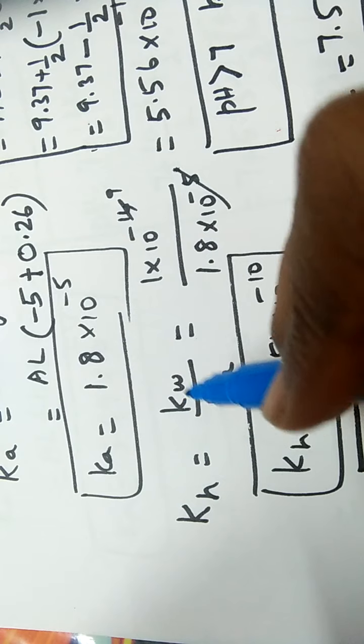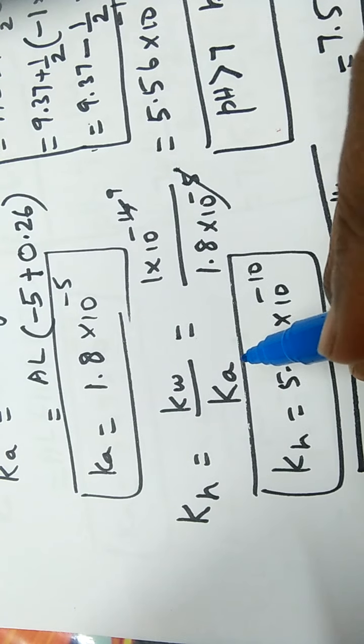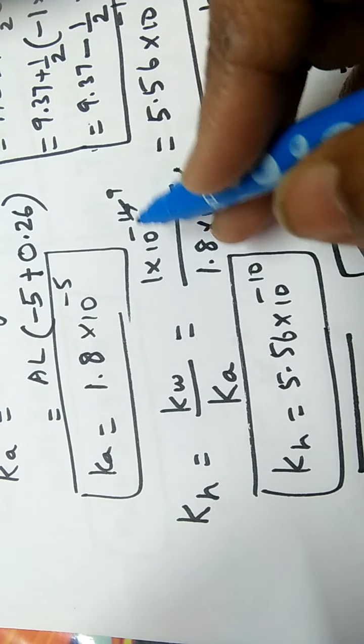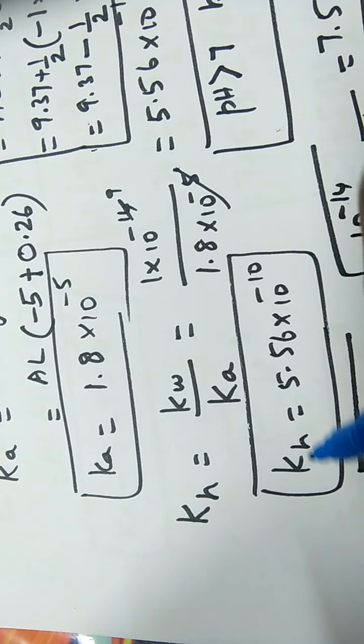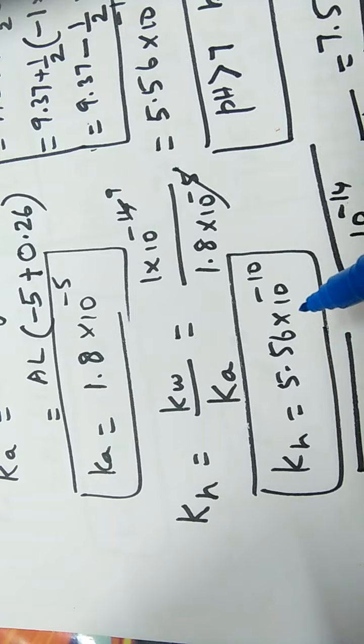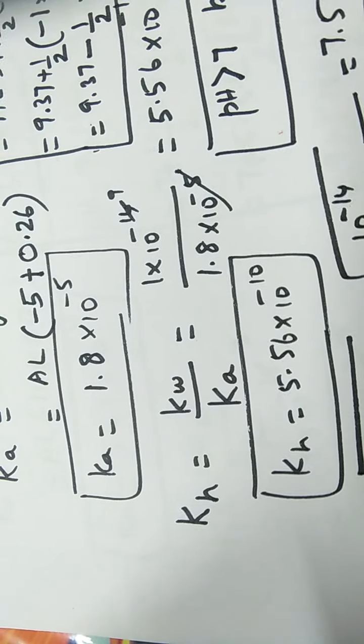Kh, what is the formula? Kw by Ka. Kw is 1 into 10 power minus 14, and Ka is 1.8 into 10 power minus 5. Finally, you get the Kh value 5.56 into 10 power minus 10.